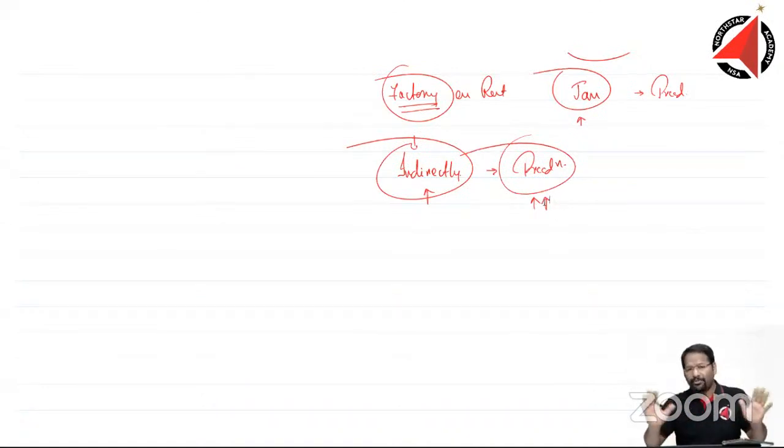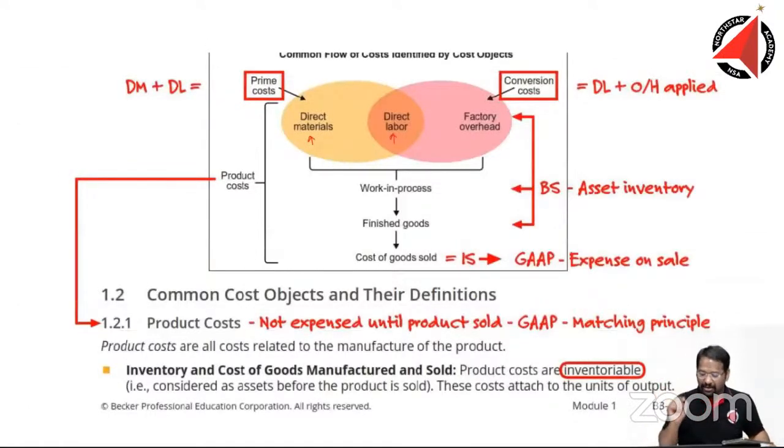Comfortable? I hope all of you are clear between product cost and period cost. You will get a question. It looks very simple, but you should be ready for those questions. So we have understood direct material, direct labor, factory overhead, work in progress, finished goods, and cost of goods sold.